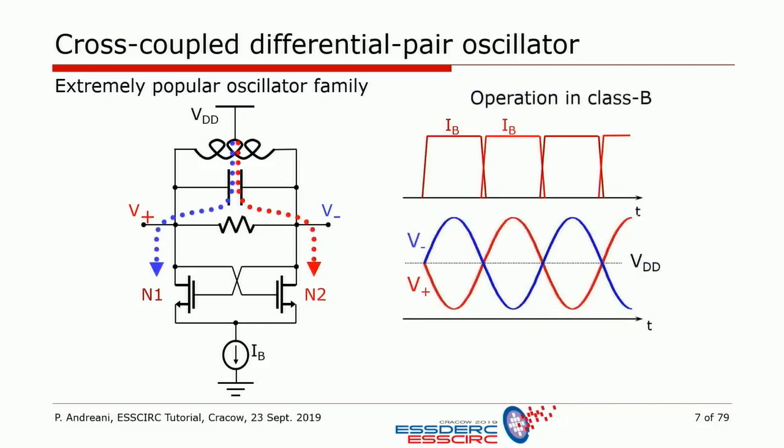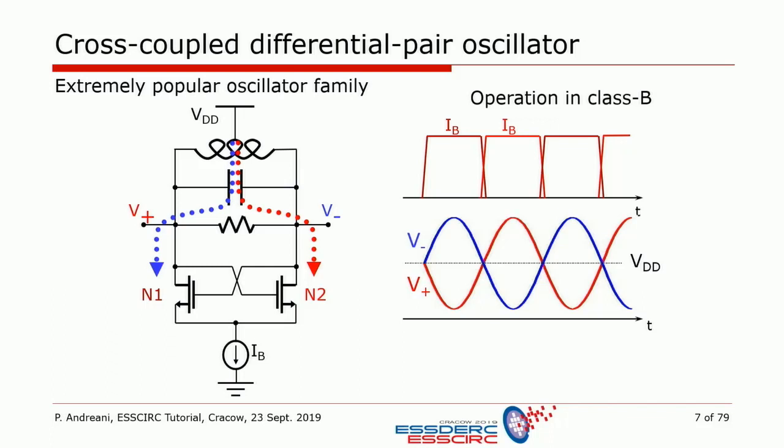And you can see here what the current does in this case. I forgot to mention in the previous slide that the Colpitts oscillator works in so-called class C, meaning that the transistor carries all the current over a time which is less than half of the oscillation period. In this case, the oscillator works in class B, meaning that each transistor carries all the bias current for approximately half of the oscillation period.